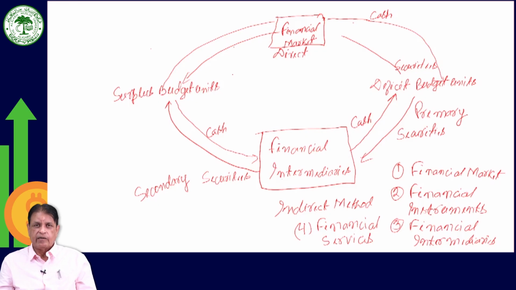If you have all of them, then they make the financial system. So, I again define the financial system as simply a setup, a system which facilitates or channelizes the funds from the surplus budget unit to the deficit budget units. The components of this are financial markets, financial instruments, and financial intermediaries. So, I will talk about financial markets.